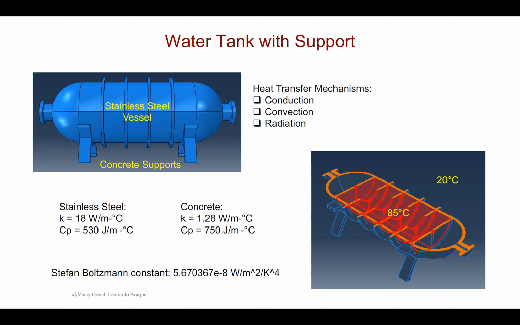The material properties for the steel and concrete are provided, and we also consider the Stefan's constant to account for the radiation, the intensity radiated from the structure to the ambient. Let's start by modeling the vessel and the supports in Abaqus.